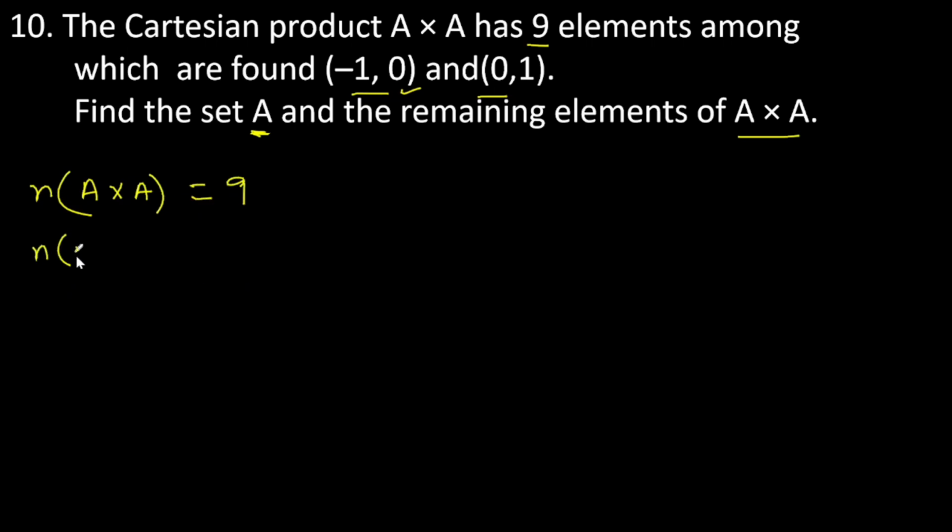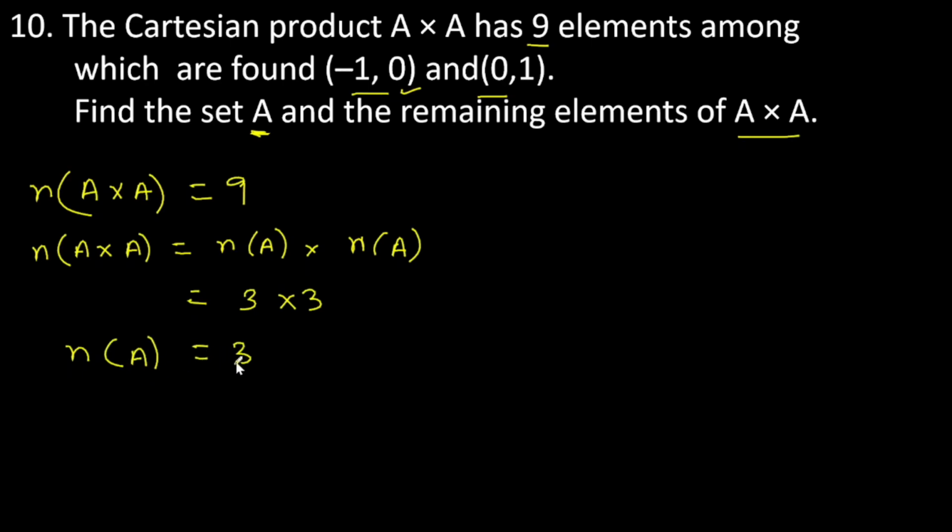So we can write n(A cross A) equals n(A) into n(A). Since it is the same set, 9 can be written as 3 into 3. That means n(A) is 3, the set containing 3 elements. So the elements are minus 1, 0 and 1. So we can say the elements are what?